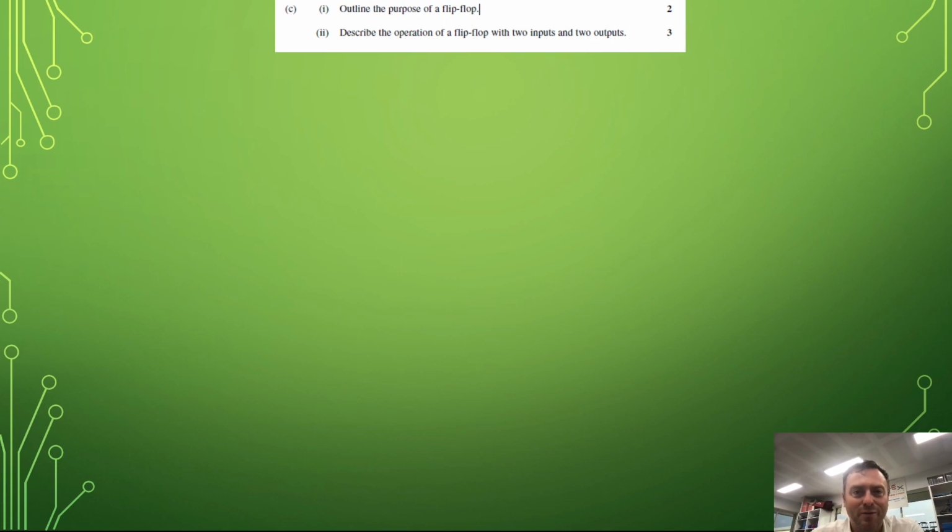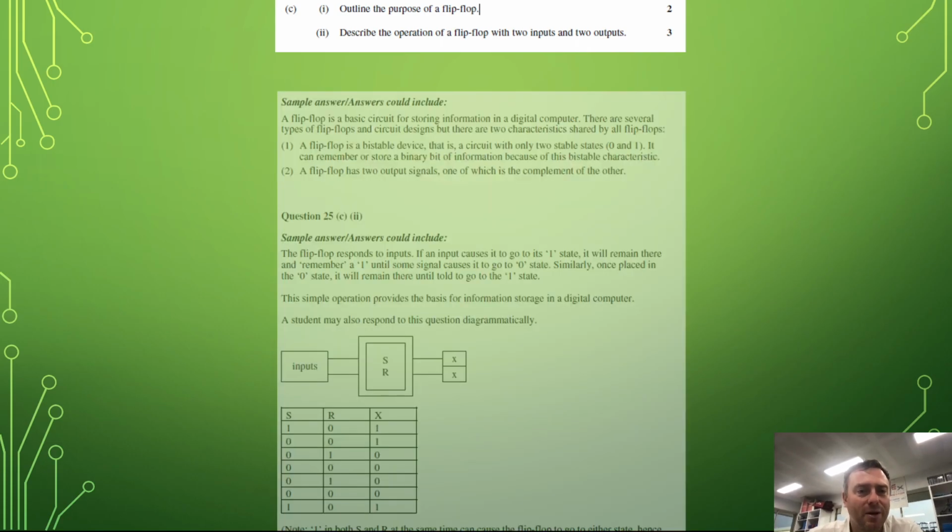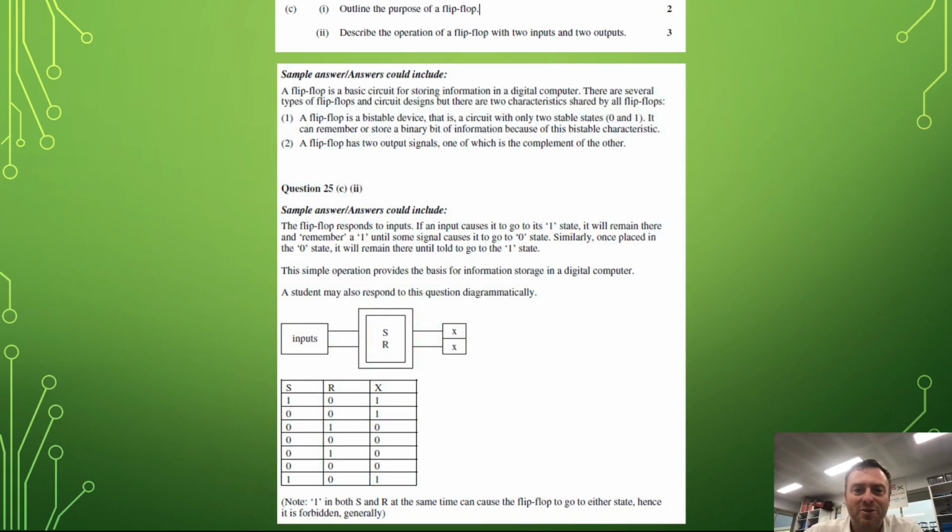So outline the purpose of a flip-flop. Describe the operation of a flip-flop with 2 inputs and 2 outputs. And there we go. So a flip-flop is a basic circuit for storing information in a digital computer. There are several types of flip-flops and circuit designs, but there are 2 characteristics shared by all flip-flops. A flip-flop is a bistable device. That is a circuit with only 2 stable states, 0 or 1. It can remember or store binary bits of information because of the bistable characteristics. A flip-flop has two output signals, one which complements the other.